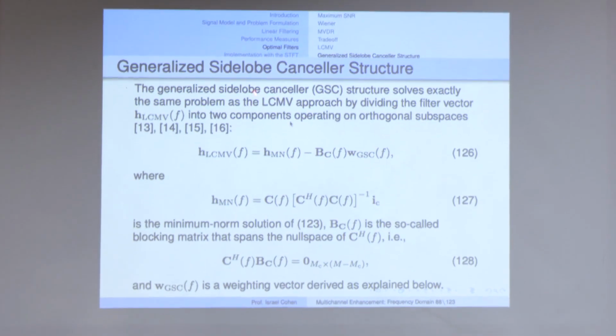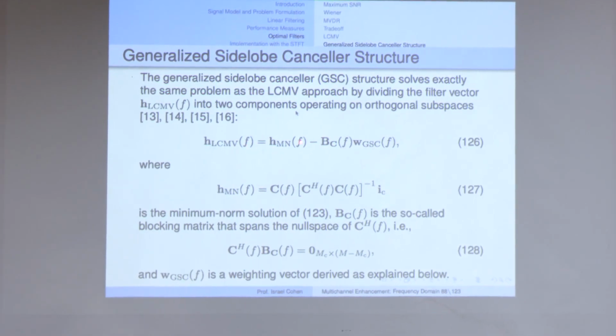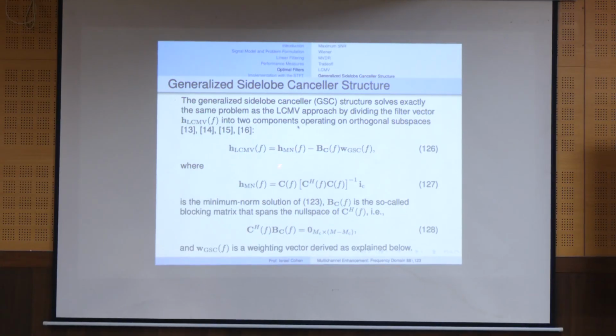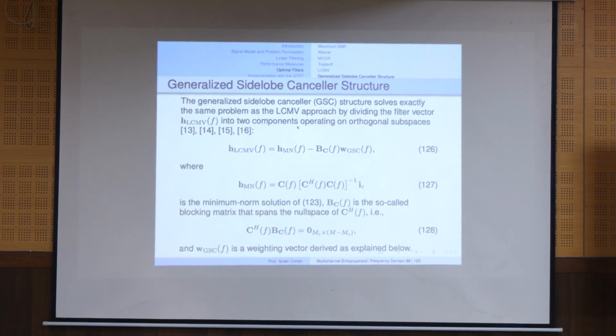So what do we do? We can write the filter as two components, what I called here H0. So we will call it minimum norm. We will see, it doesn't really matter how you call it. But instead of finding this filter, we find two filters. One is H0 or HMN, minimum norm, and we find another filter here. So the objective is to find a filter here without needing to add the constraints.